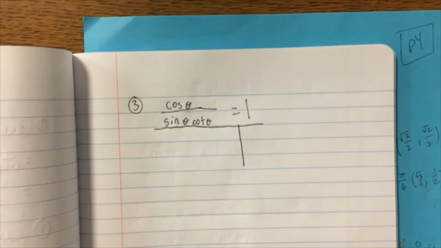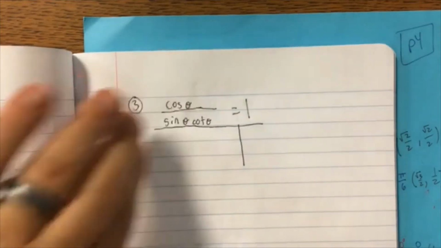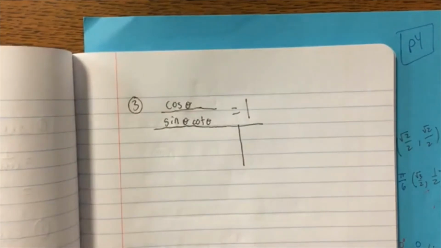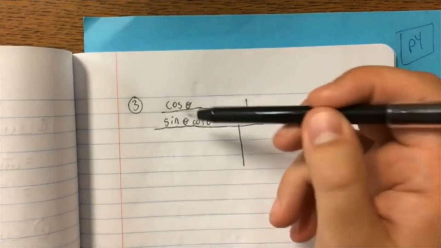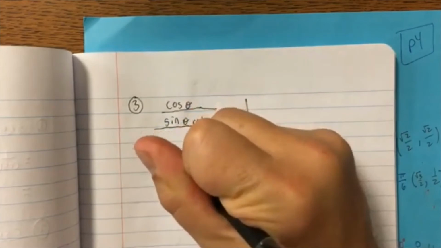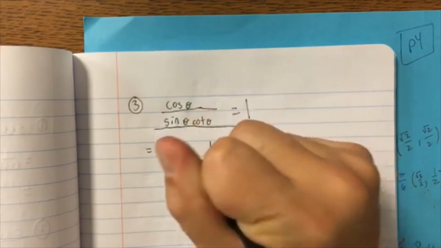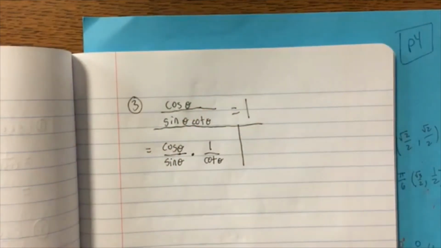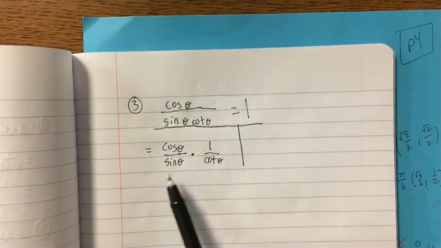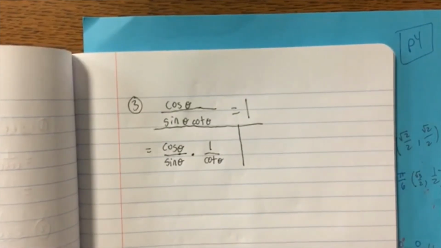Well, what would cosine over sine equal? The cotangent, right? So that looks like it might get us where we're trying to go. But we need another step. What we need to do is somehow split off the cosine and sine. The way you would do that is to say this is equal to cosine over sine times 1 over cotangent. If I were to multiply those together, I would just get cosine over sine times cotangent. So splitting up a big fraction is definitely something you want to look at.